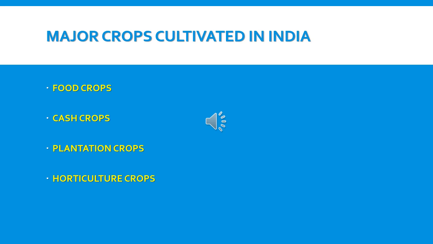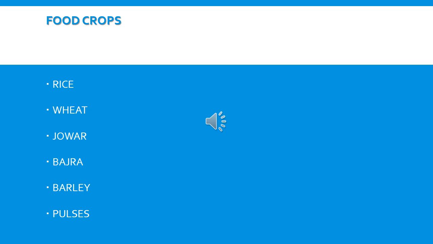In today's class, we will discuss the food crops first. So first, food crops. Due to its large population, Indian agriculture is largely dominated by the food crops. More than 130 crores population is there in India. So because of such a population, Indian agriculture is dominated by the food crops.